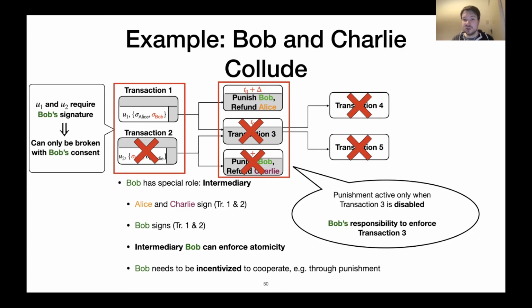This has 2 functions. On the one side, Bob is punished, and on the other side, Alice will get her coins refunded, such that she is not at any risk of losing any coins depending on whether Bob is malicious or honest.